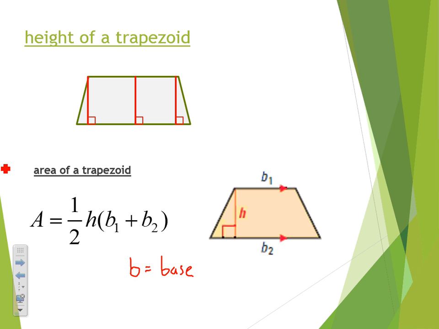Okay, I highly recommend that you write this down and that you draw the picture in your notes so you have something to reference. Okay, so area of a trapezoid, 1/2 height times the quantity base 1 plus base 2. All right, here we go.